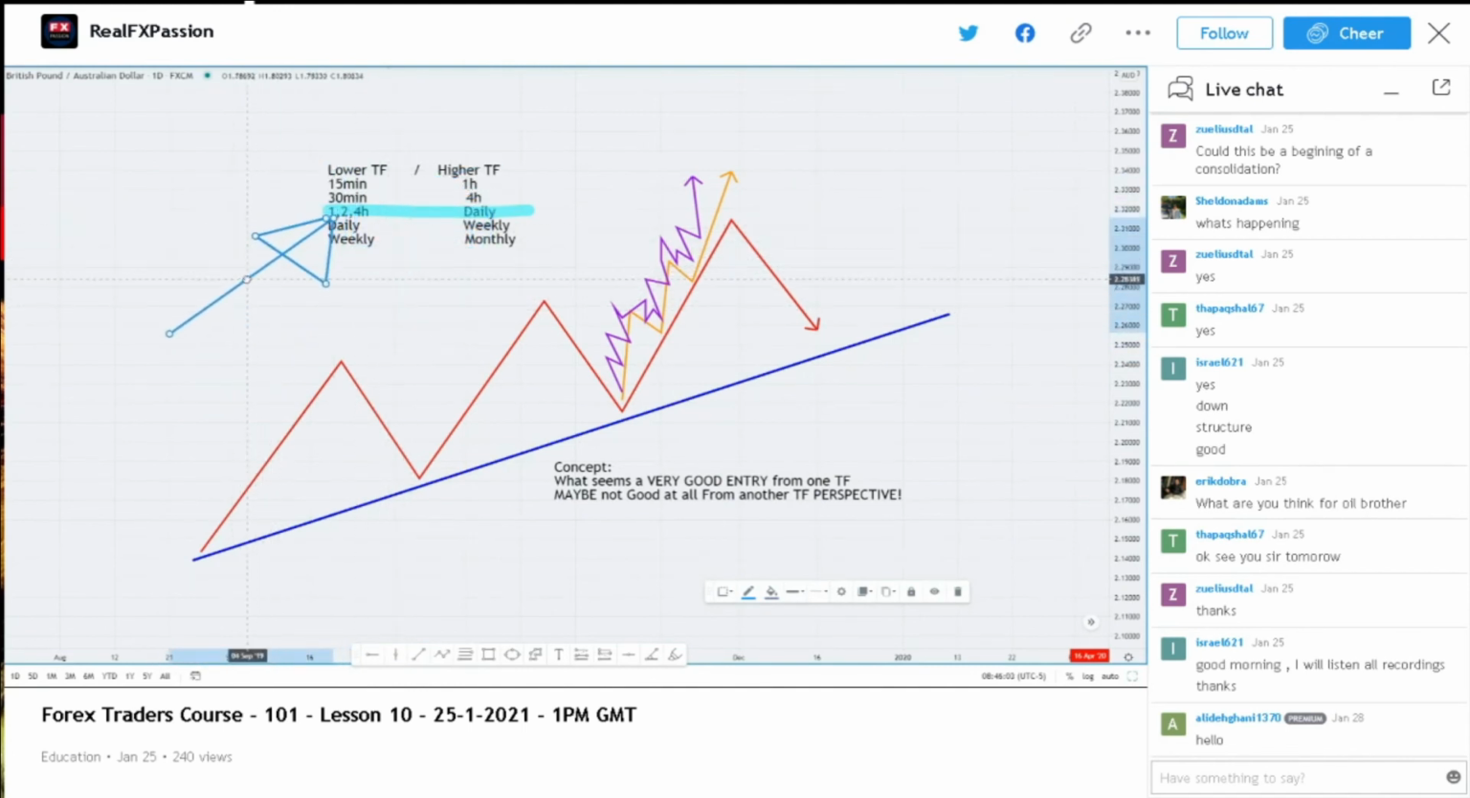Check your losers. If you are trading on the 1 hour short time frame, check the daily when you've entered. Or if you've entered on the daily, check the weekly, or check the lower time frame, whatever tools you are using. Could this be the beginning of a consolidation? Yes, sir, it could be. But today it's market wave. So the red line is the daily, everybody.